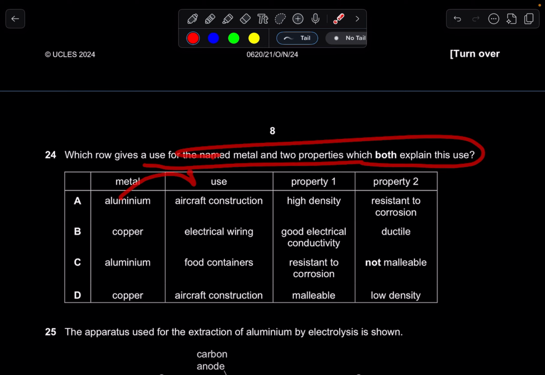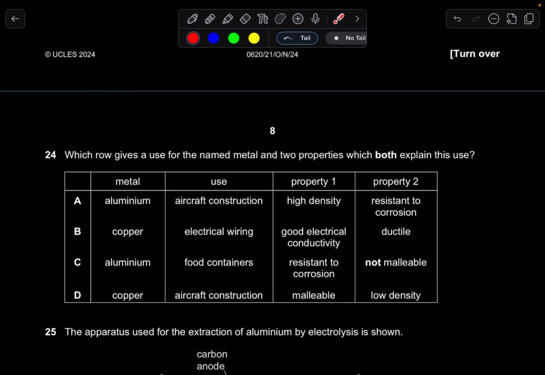Aluminum, aircraft conduction, yeah. High density, that's incorrect. It should be low density. Okay, copper, electrical wiring, yeah. Good electrical conductivity, and ductile, that's extremely correct.